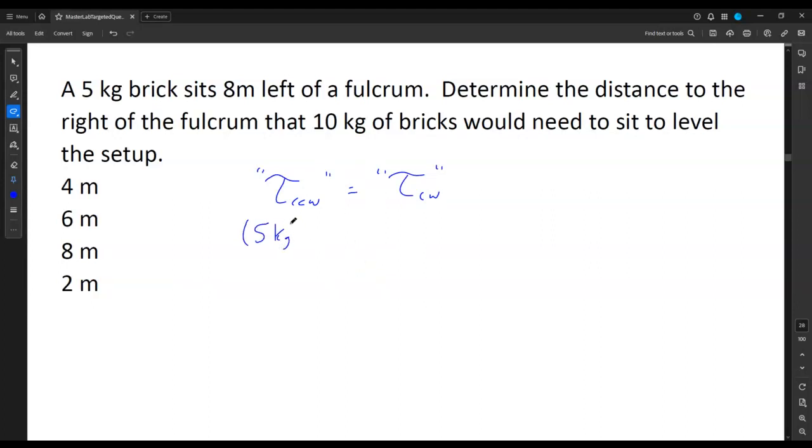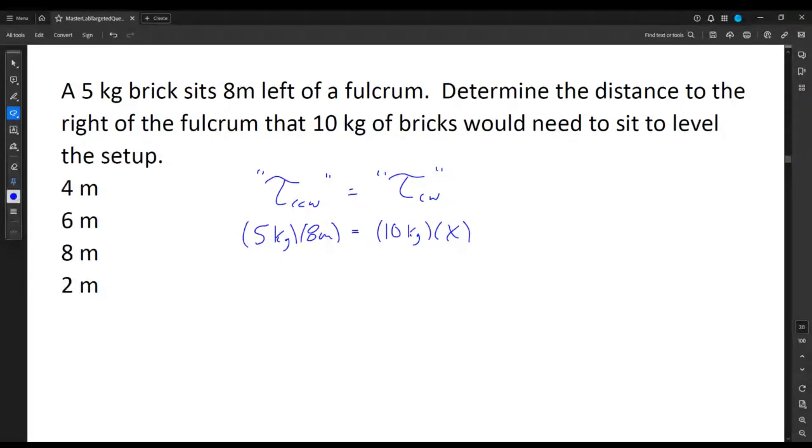All right, so we have 5 kilograms multiplied by 8 meters for the position. Sorry, my pen's acting up. Let me fix my handwriting here. And then on the other side, we've got 10 kilograms and then a position that we don't know. So we'll just throw a big X there.